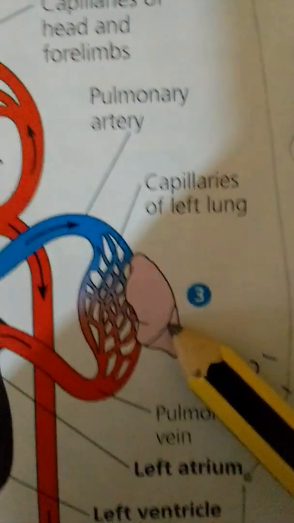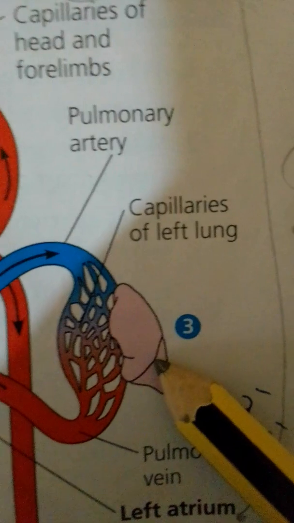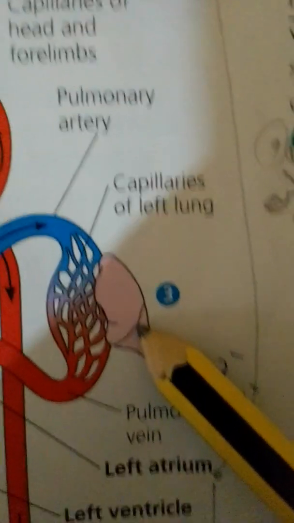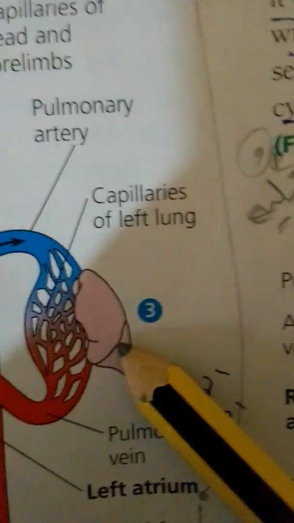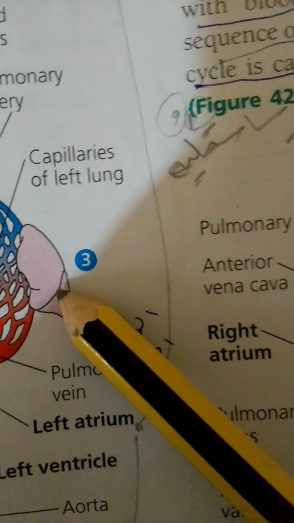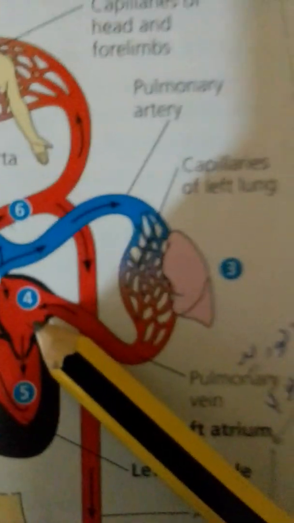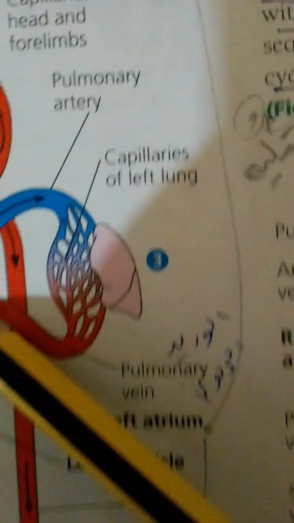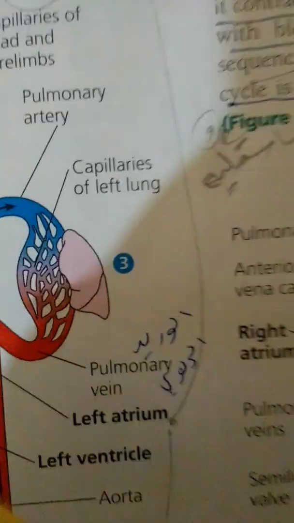Notice the capillary beds in the left and right lungs. There the blood loads O2 and unloads CO2. Oxygen-rich blood returns from the lungs via the pulmonary veins to 4, the left atrium of the heart. Next, the oxygen-rich blood flows into 5.